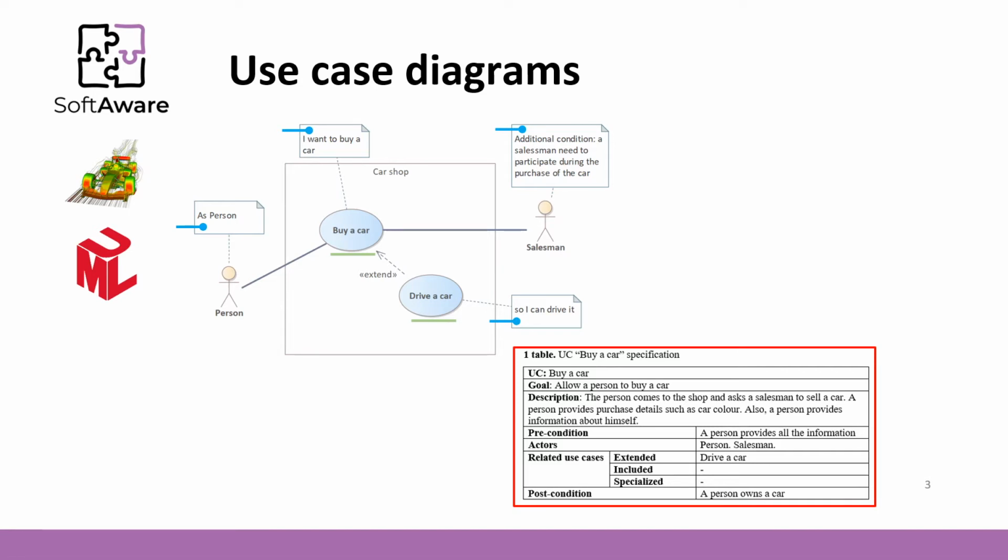In this example, you can see how the user story "As a person, I want to buy a car so I can drive it" is modeled using a use case diagram. As you can see, there are two separate use cases, buy a car and drive a car. In order to buy a car, a person should do it together with a salesman. Also, you can see the extend line connecting the two use cases. It means that a person who buys a car can drive it, but it's not mandatory. A person can just buy a car.